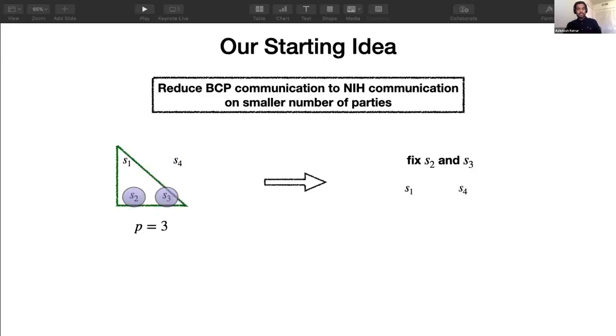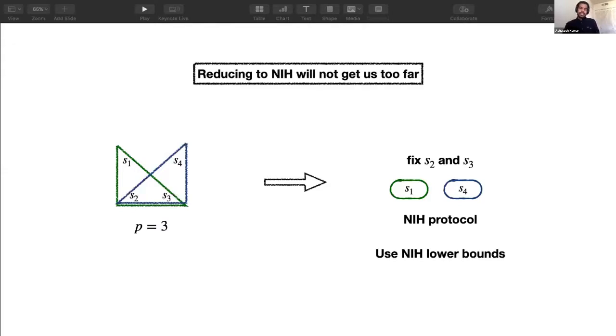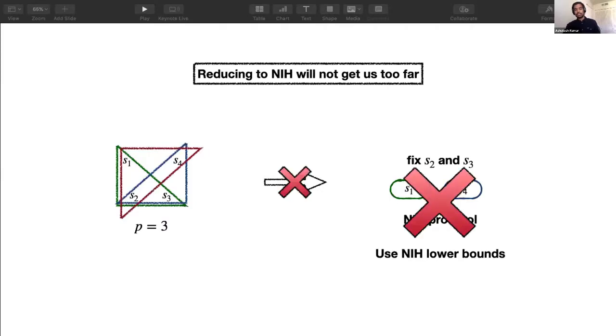This first triple of communication can be simulated using S1 alone. The next triple of communication can be simulated using S4 alone. Now notice on the right side, we have a NIH protocol. There is no collusion and we know good lower bounds. So what it implies is we need a lot of communication on the left side. While this already gives us something, it doesn't get us too far, because as soon as we allow another triple to collude, there is no pair left to run this kind of simulation.